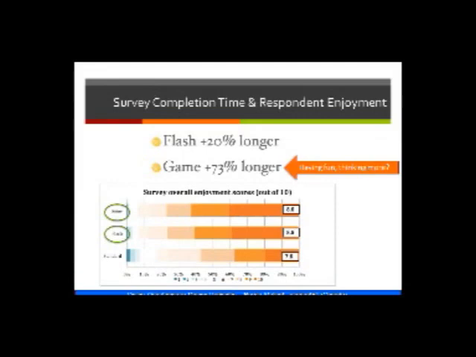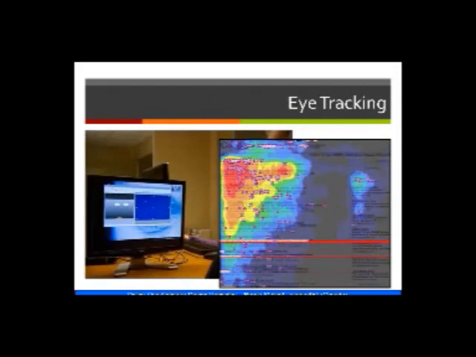They're thinking more. So the real big win is any kind of visually or word-based interaction with people is going to increase overall survey enjoyment. Going from standard to either flash or game raises survey enjoyment, as you can see, by at least a point out of 10.